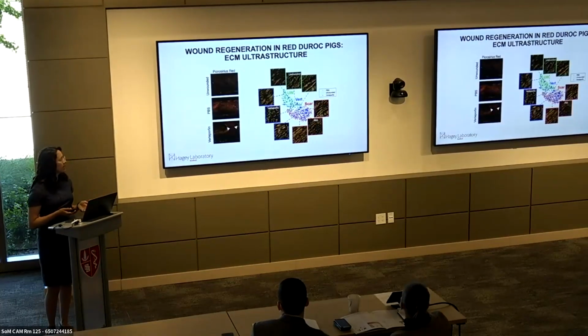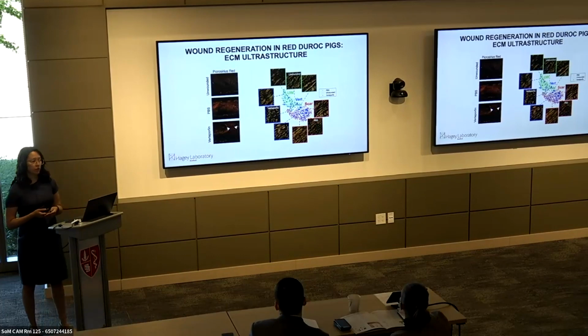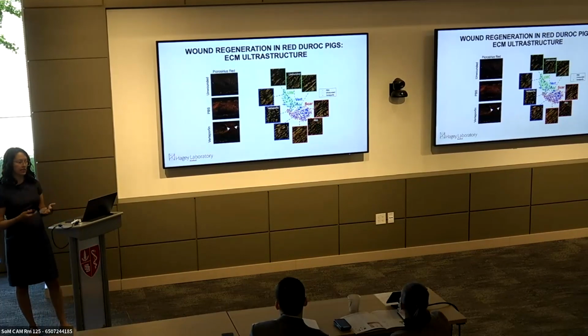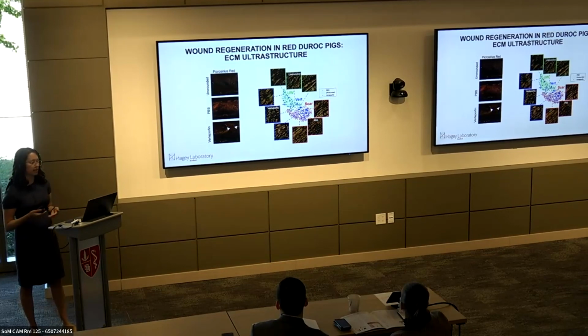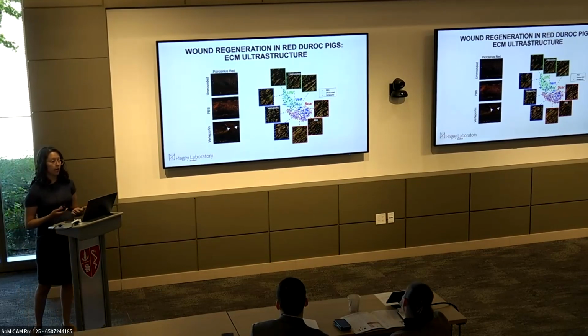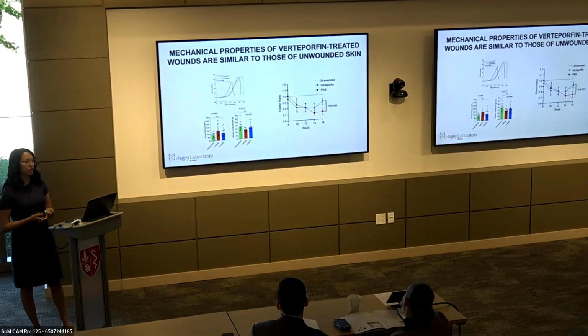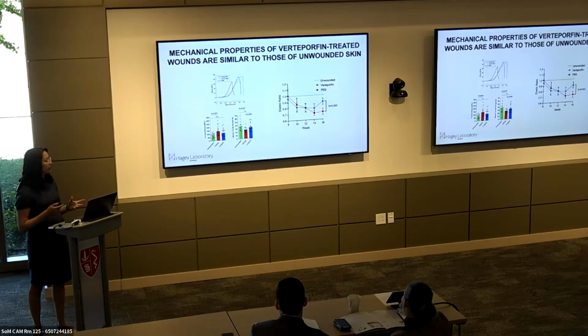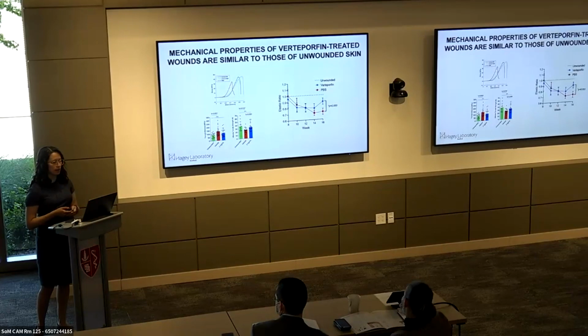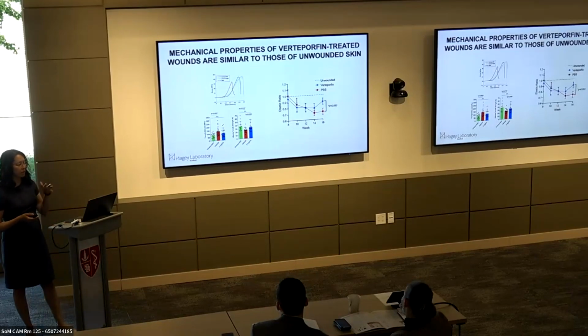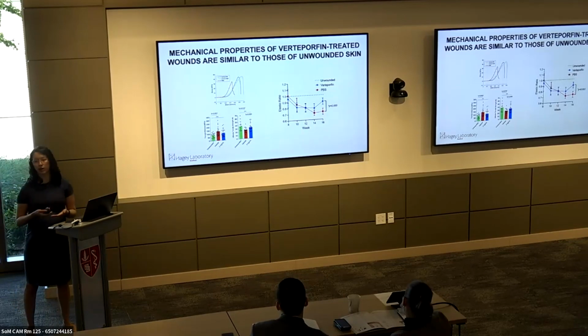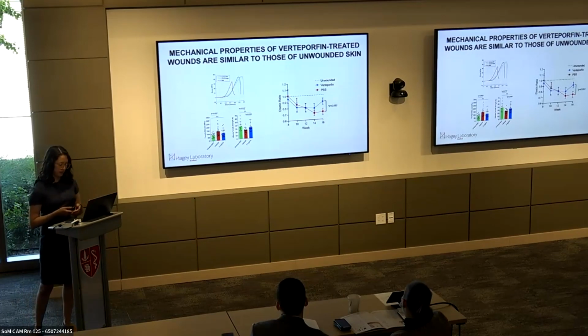When we performed this ECM analysis I mentioned before, we saw that verteporfin-treated wounds at 16 weeks had an intermediate ECM ultrastructure between that of unwounded skin and scars, suggesting that partial regeneration had already occurred by that point at the ultrastructural level. And mechanically consistent with this, verteporfin-treated wounds were more elastic and stronger than scar tissue, and instead were mechanically very similar to unwounded skin. On the right, we did this longitudinal cutometer analysis, and this showed that verteporfin-treated wounds actually regained elasticity over time in the later weeks of the study, suggesting that we had active pro-regenerative remodeling occurring later on towards 16 weeks.